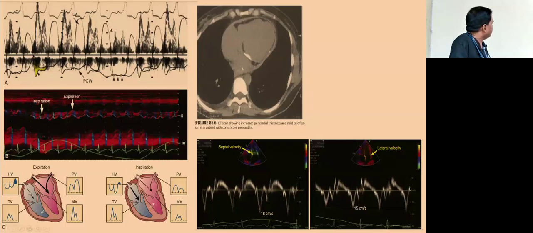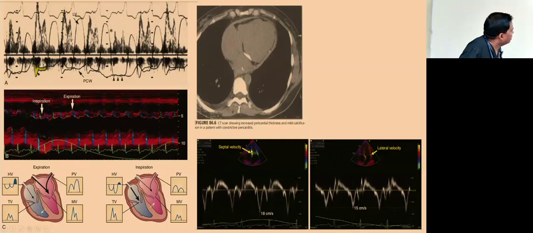So during inspiration, what happens here? You see the arrow mark here. The RV filling occurs, it pushes the interventricular septum towards the LV, and then there is less LV filling. So then there is interventricular dependence, which is very characteristic. And it actually causes septal bounce. So there are two terms: septal shudder and septal bounce, which we see in echo.